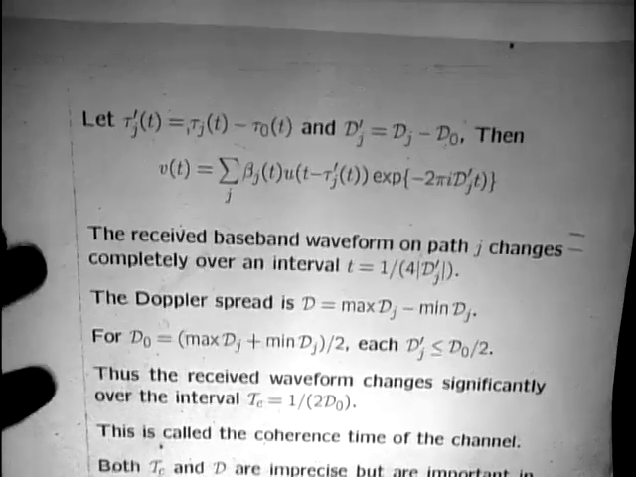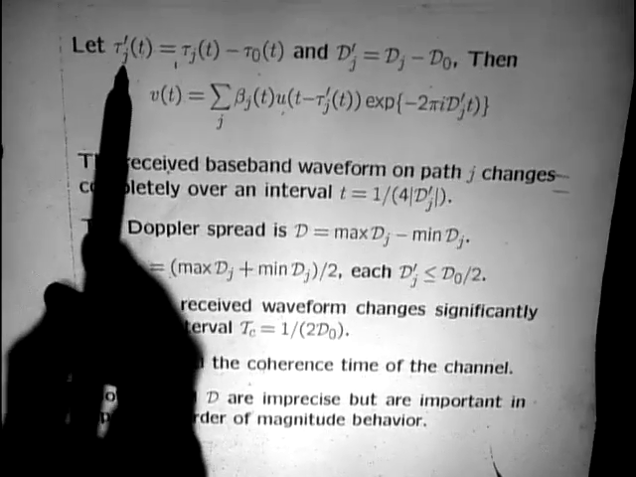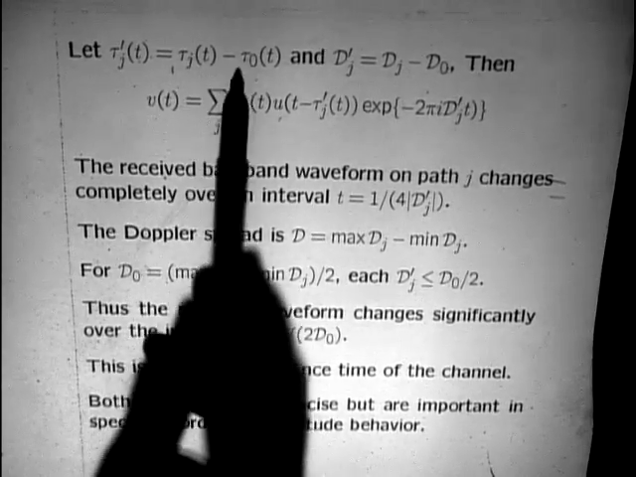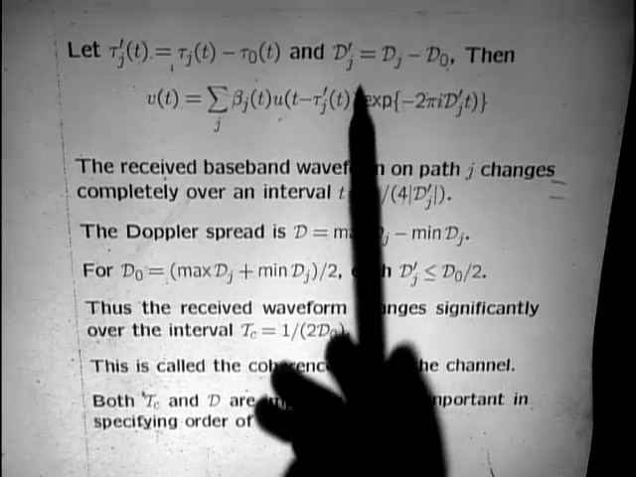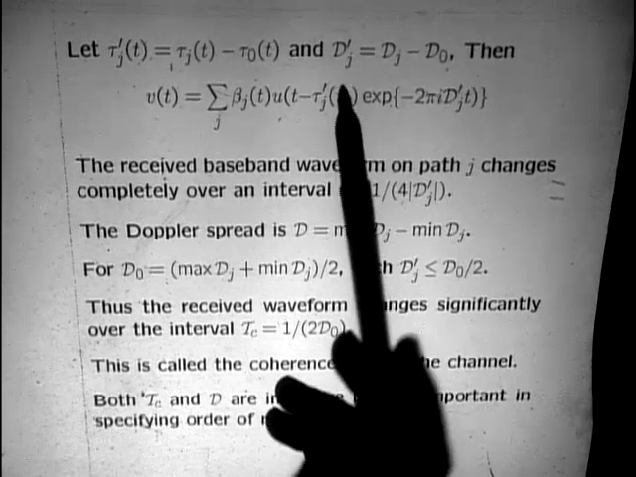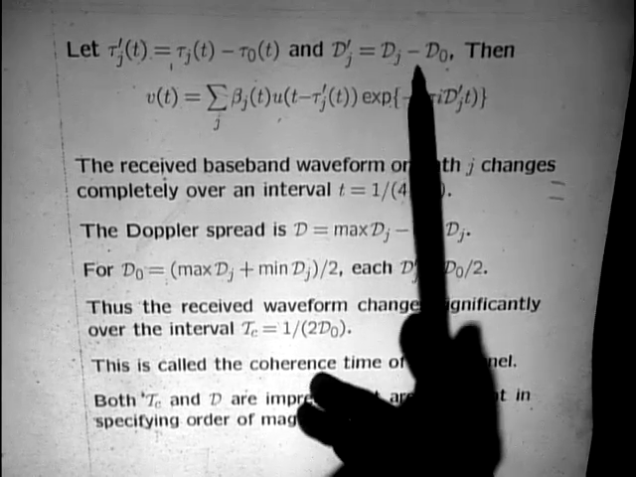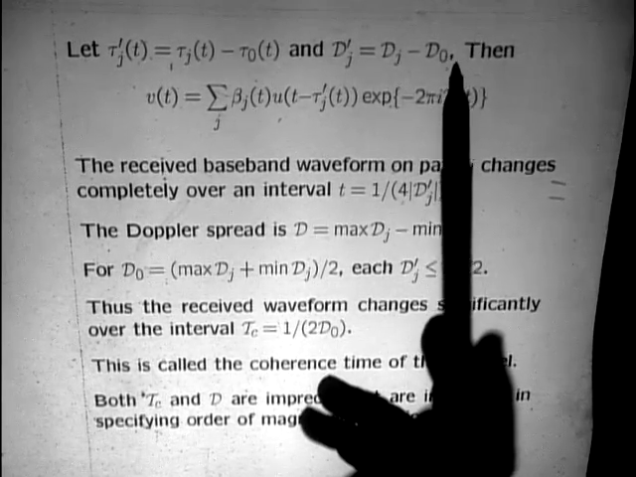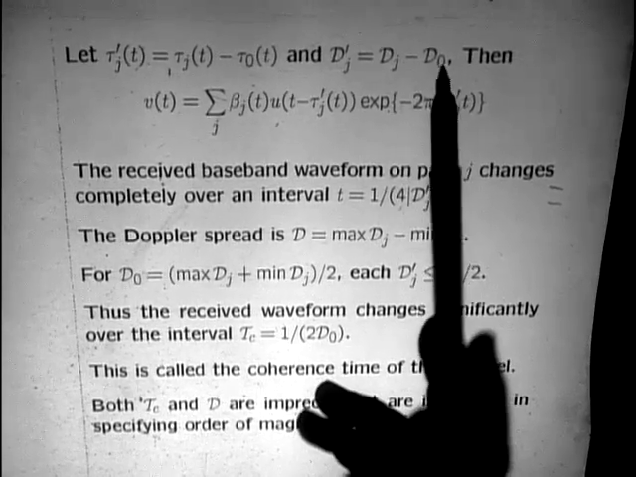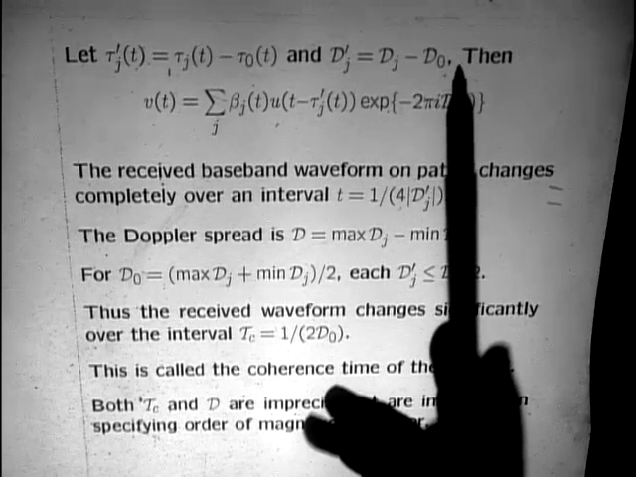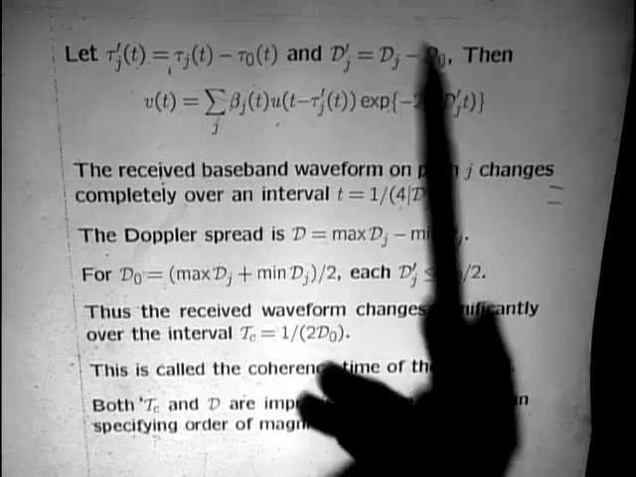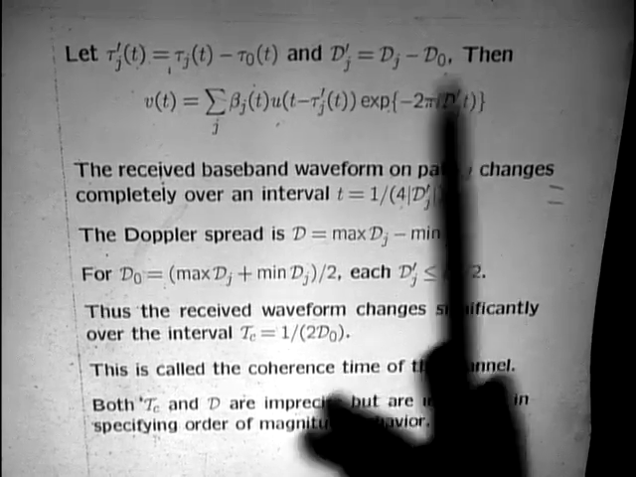Okay, to make the expression a little bit easier, let me look at tau_j'(t) as tau_j minus tau_0, and let me look at the Doppler differential as the Doppler that actually occurs on path j minus what the receiver thinks the Doppler is. This is the receiver term that we've demodulated by, and therefore we've really gotten rid of this term.